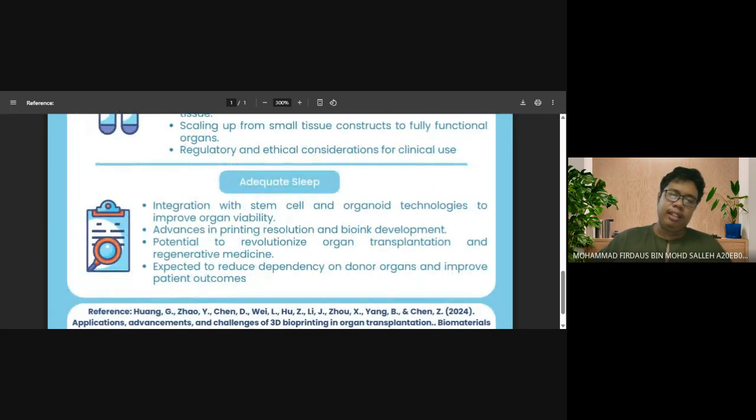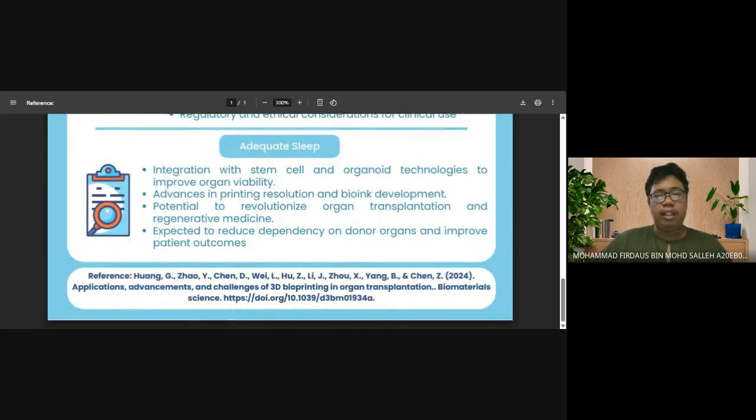And the last point is the adequate step for this one. We need to look more into the integration with stem cells and organ technologies to improve organ viability and advance printing resolution and biodevelopment, with the potential to rationalize organ transplantation and regenerative medicine, expected to reduce dependency on donor organs and improve patient outcomes. So this is the approach step for how to improve 3D bioprinting in organ transplantation.